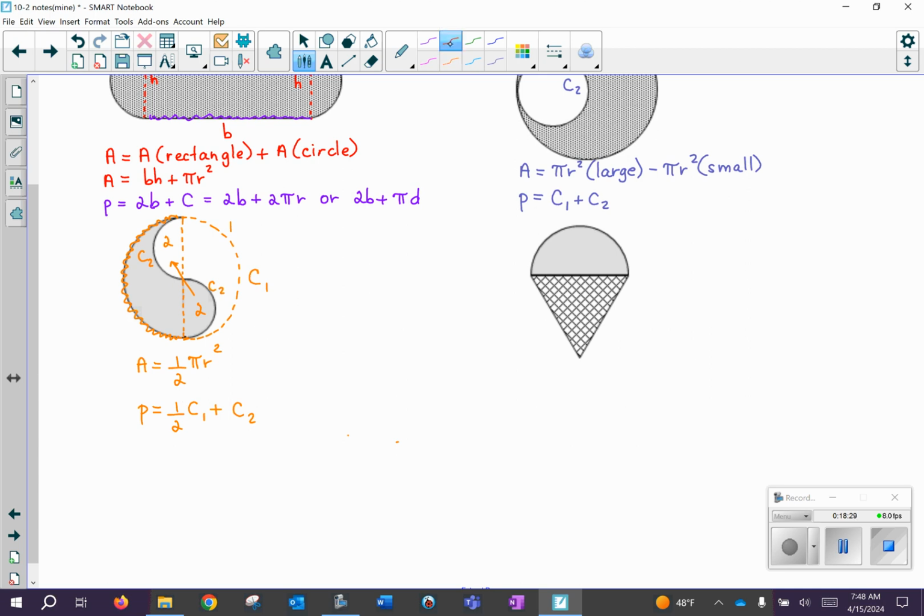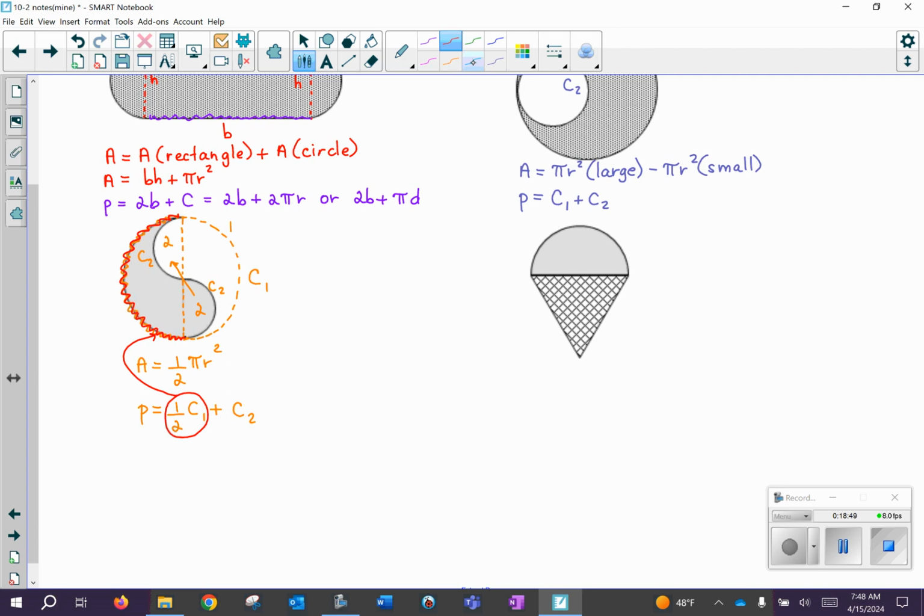And if I need to make it easier to highlight for you, I can tell you that this part was this part that I'm highlighting right here. Again, it's C sub 1, but half of that. All right, next shape.